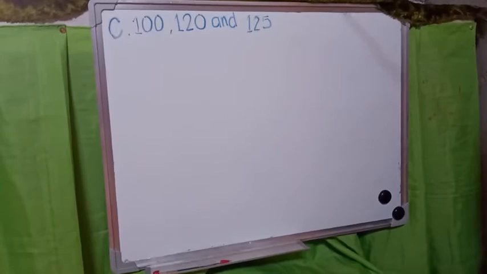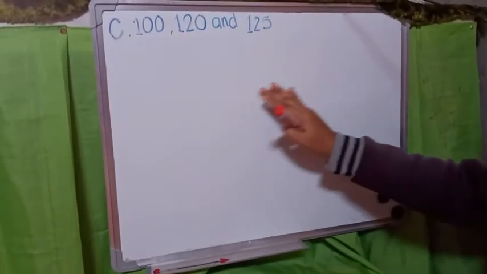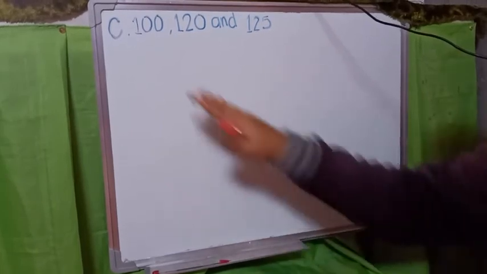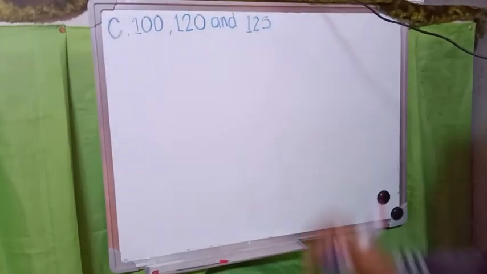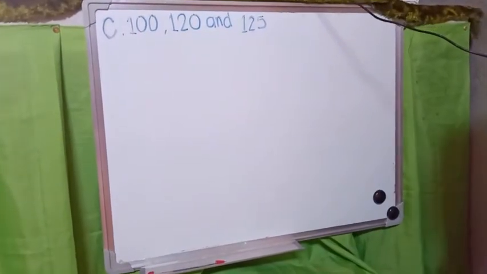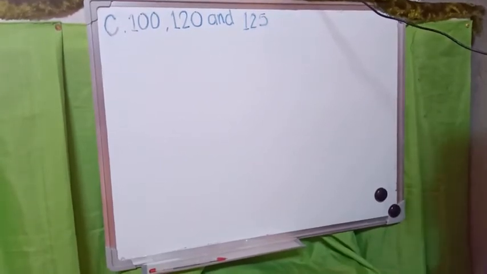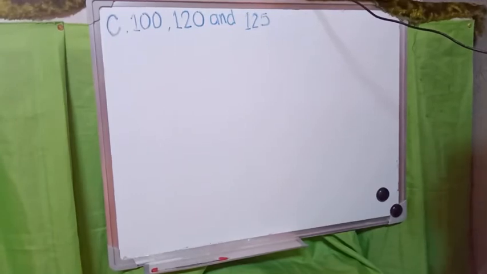Okay, time is up. I guess everybody is done answering and finding out what is our greatest common factor among these numbers. So, what would be the greatest common factor that you get there? Okay, so let's check if your answer is correct.